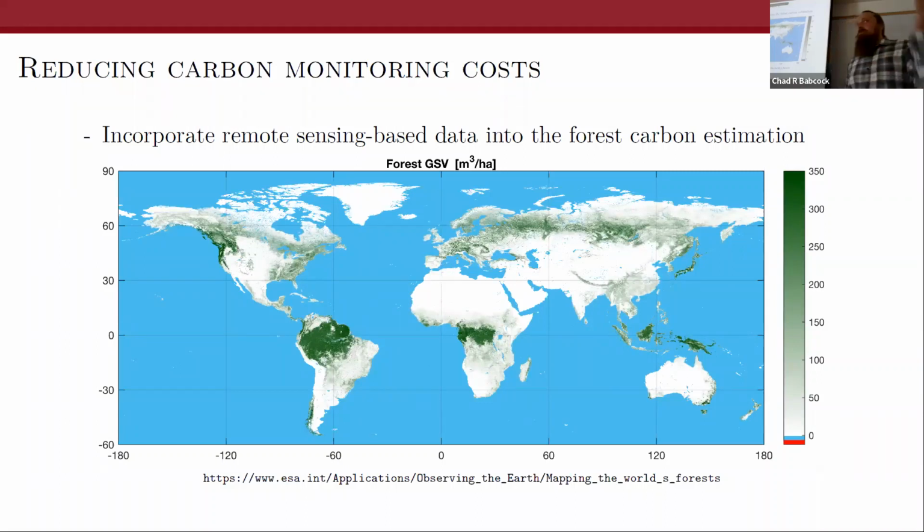So potentially being able to reduce the number of plots that they would need to measure because we can incorporate this type of information. So this particular one is from the European Space Agency. This is a map of forest volume. That can be translated to carbon or biomass. And this was using different radar sensors. This one is a 2010 map.